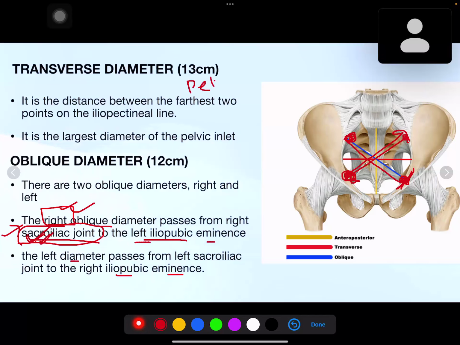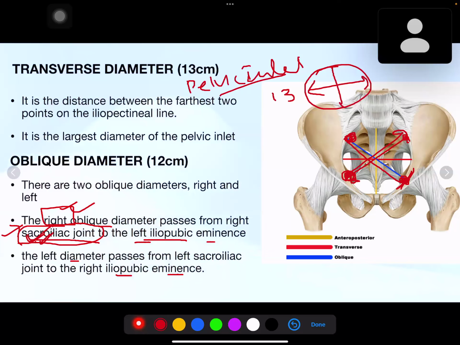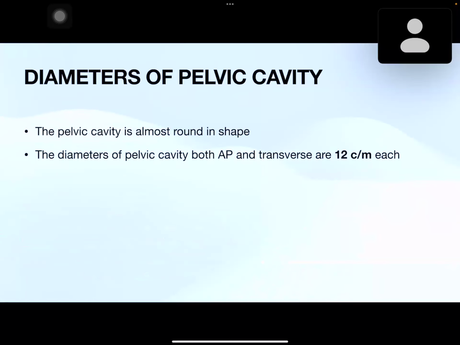The pelvic inlet, I told you, is an oval shape. Oval shape means the transverse would be more, so 13. And the opposite of that is the AP, so AP would be 11. And the oblique, because all obliques are 12. So 13, 12, and 11. It's the very opposite in the pelvic outlet. I'll tell you in the next slide.